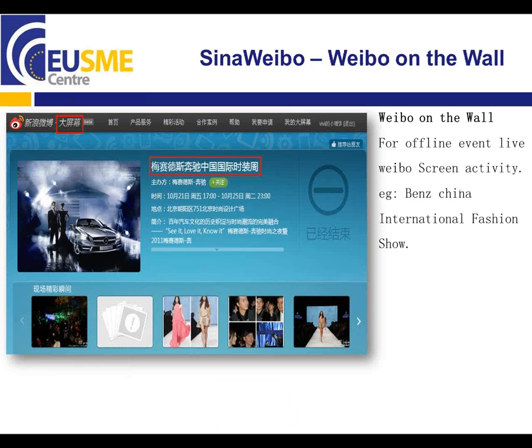Then you can also promote your offline activities on Sina Weibo, with a feature called Weibo on the Wall. So, if you have an offline event, you can promote that event using Weibo.